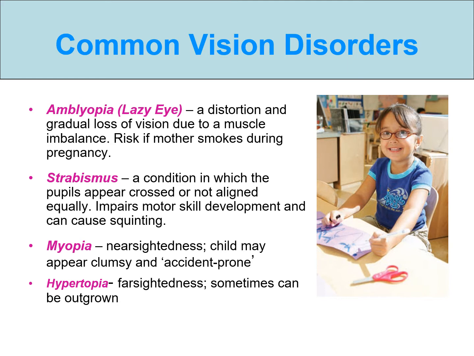Strabismus is a condition in which the pupils appear crossed or not aligned equally, and this impairs motor skill development and can cause squinting. Myopia is nearsightedness, and that means that they can see better close up than far away. And a child might appear clumsy or accident prone because they can't see far away. Or hyperopia, which is farsightedness. And sometimes farsightedness can be outgrown, but what this means is they can see better far away than up close.